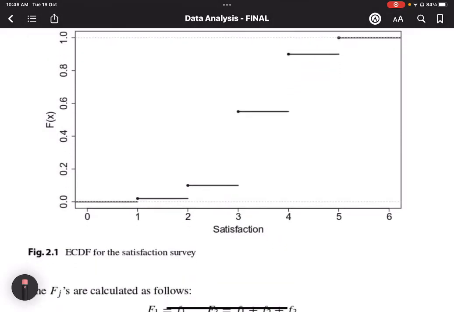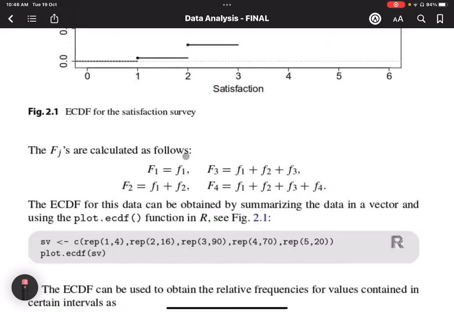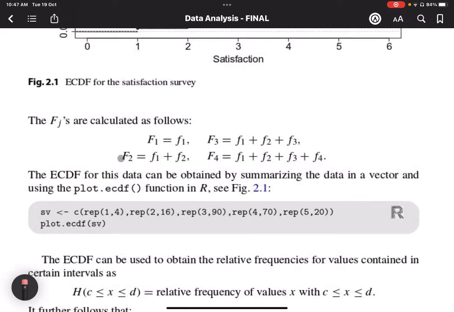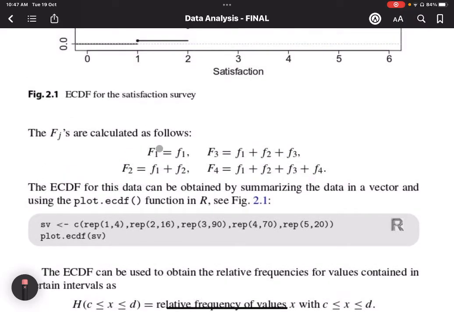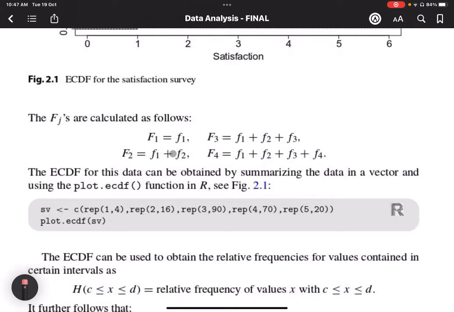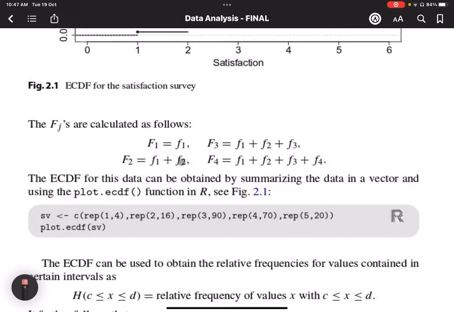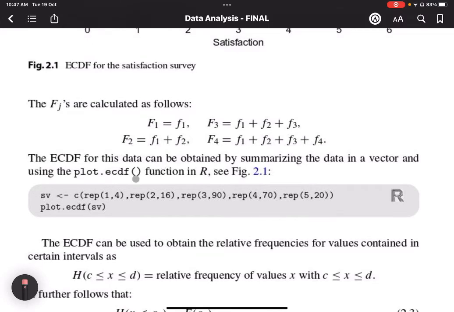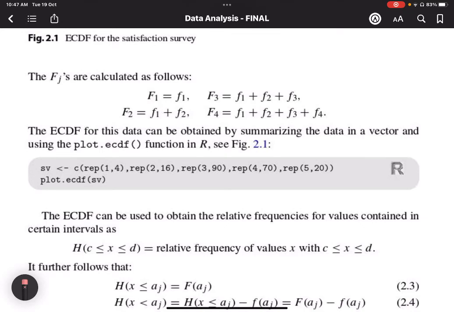Okay? So when we graph this, we will have the following representation. Fj's are calculated as follows. So ito yung ating computation, no, formula for the empirical CDF. Okay? So pag nakita ninyo ang malaking F, that is not a relative frequency, no? That is the ECDF. Okay? So we only have to accumulate, no? Ito yung maliit na f, yung relative frequency. The ECDF can be defined as the accumulation of the relative frequency. Yun lang ang simpleng definition ng ECDF.